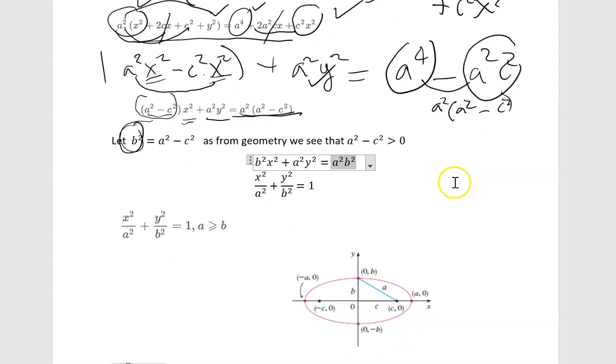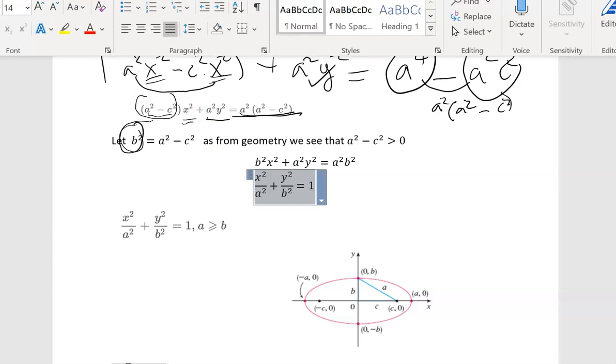And then if you divide out by A squared B squared, the B squared will cancel off and you get A squared at the bottom. And when you divide this by A squared B squared, A squared will cancel off and you get a B squared at the bottom. And when you divide this by A squared B squared, you get 1. So this is the equation. After all that hassle, we managed to get the equation of the ellipse.